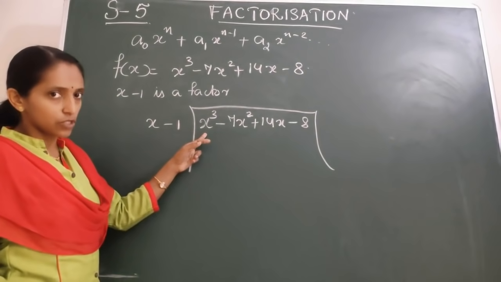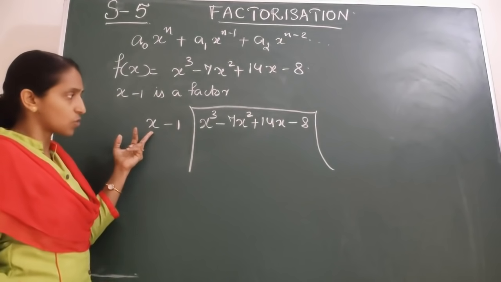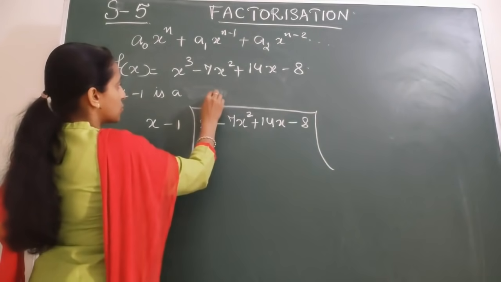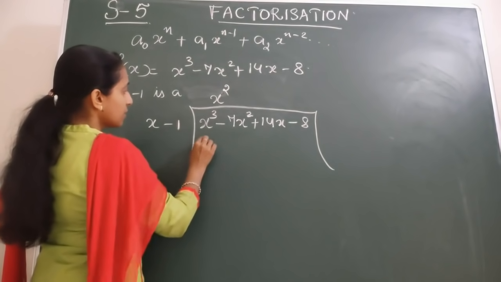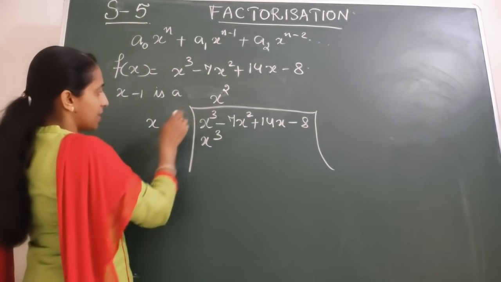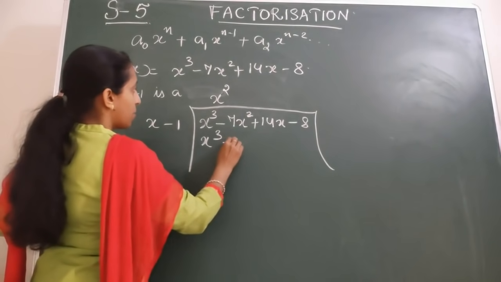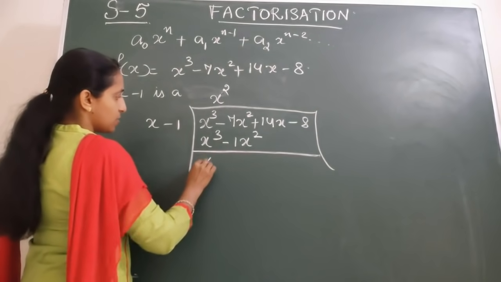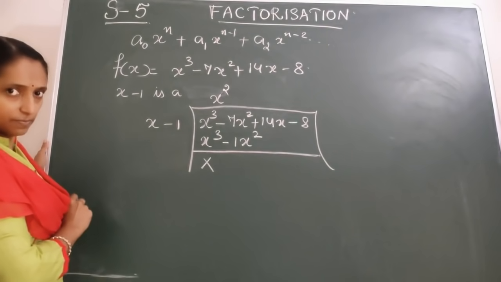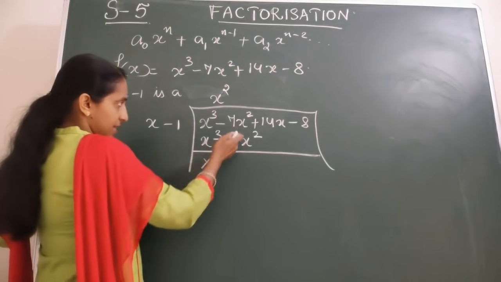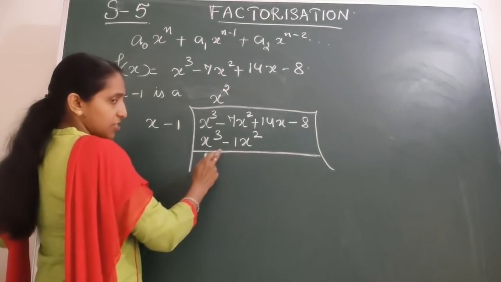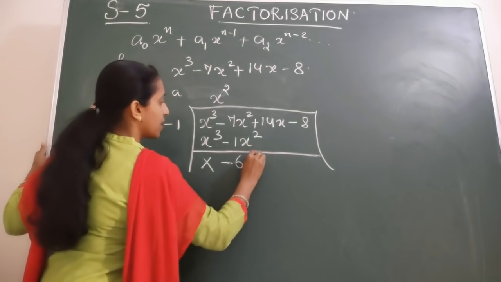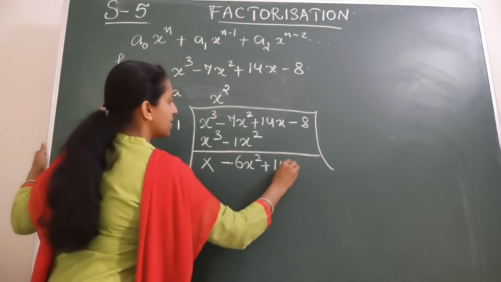We need x cube. We are having x only. So we are multiplying it with x square. So x square, that means x cube will come. x square into minus 1, minus 1 x square. Now you are subtracting. It means this term will cancel. Right? And the next term, minus 7 minus minus plus, that means minus 6x square plus 14x.